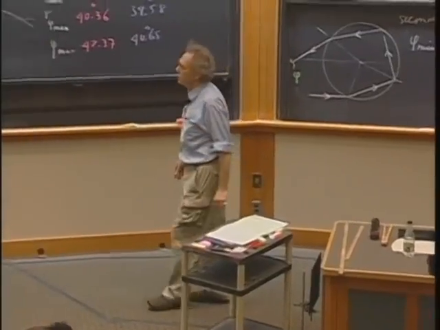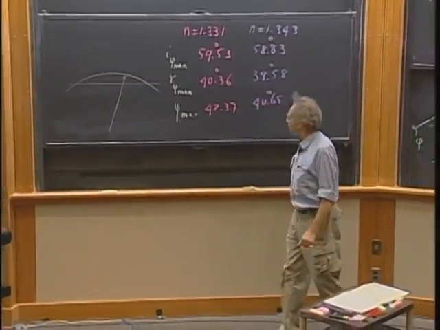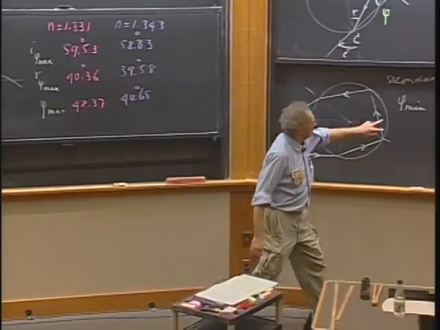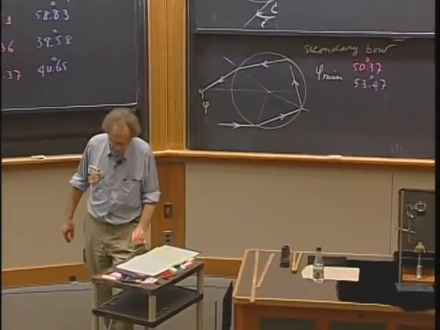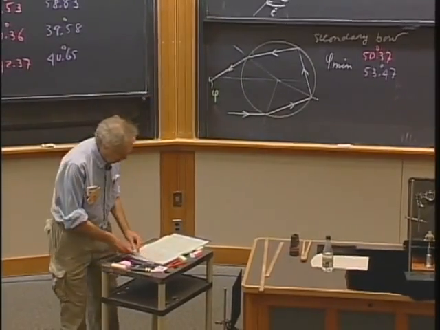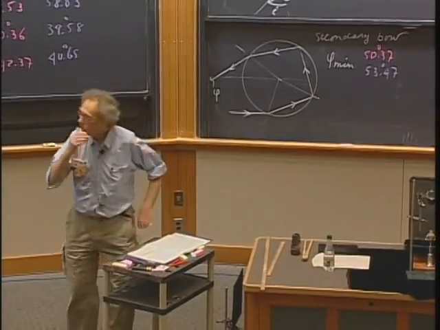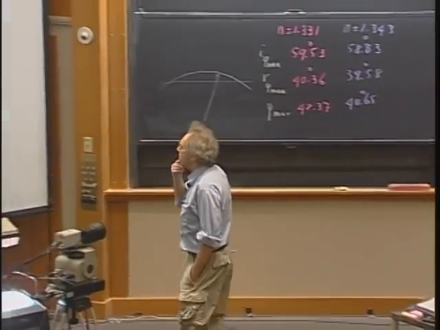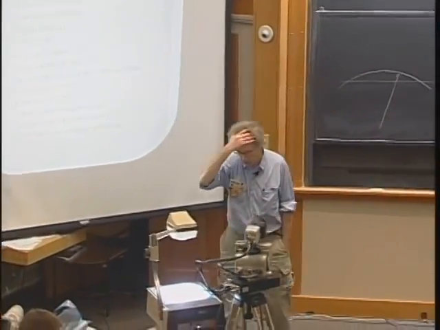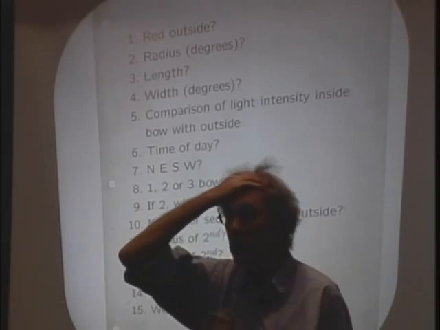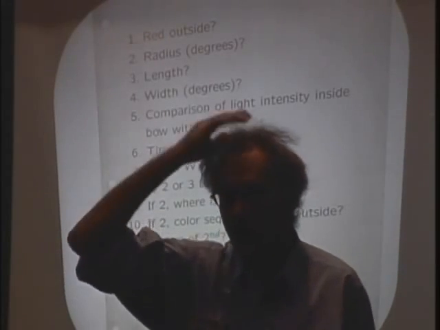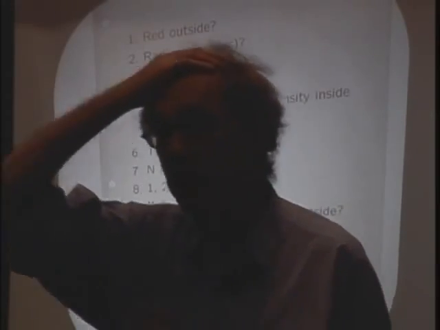And so also the width of the secondary is not just the difference between these numbers, which would give you about 3.1 degrees, but it's closer to 3.6 degrees. And so we know there is a secondary, the time of the day. Well, when does it rain? And when is the sun low in the sky? Midday, you're not likely to see rainbows because the sun is too high in the sky. It depends, of course, on the season, whether it's summer or winter.